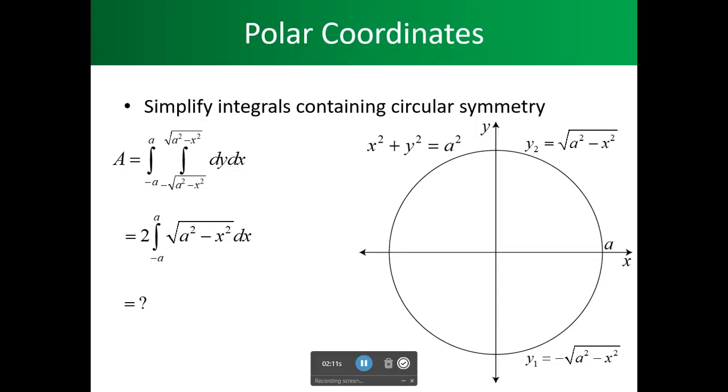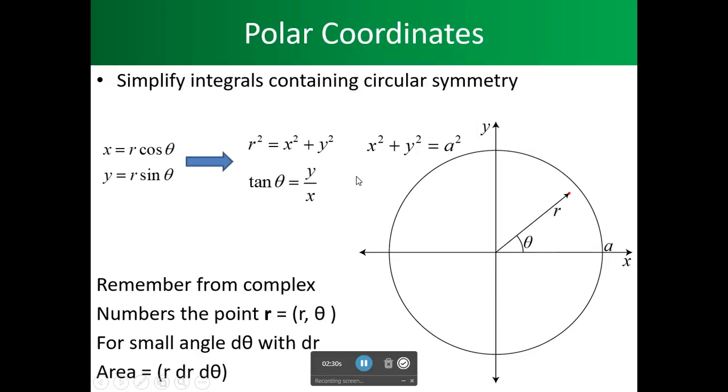Okay, let's see how complicated this is for solving and how we can simplify it, because that's what we want to do. We want simplification when we deal with all of these circular symmetry. Okay, as you know, a squared equals x squared plus y squared. We're going to be using that formula as we go through.